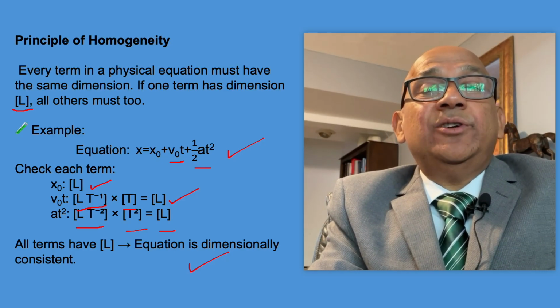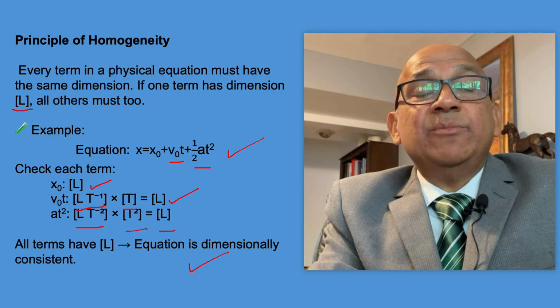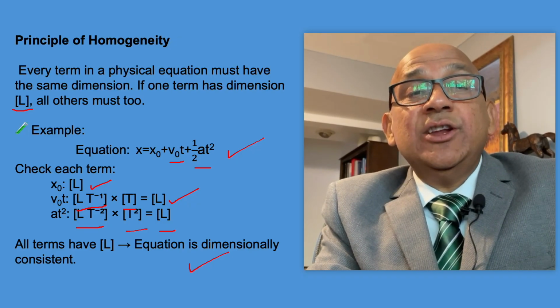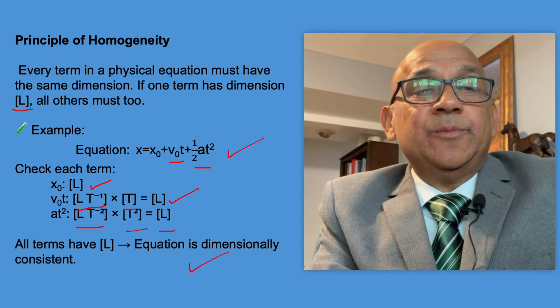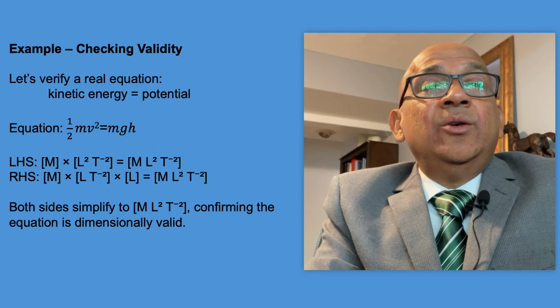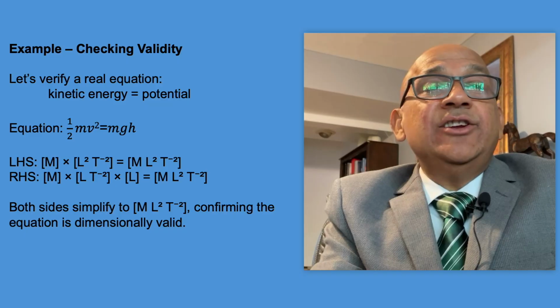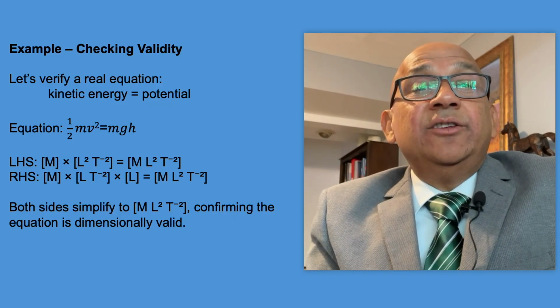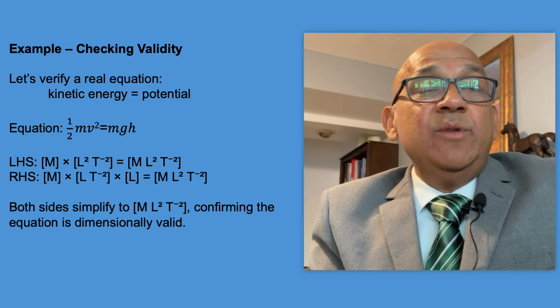If suppose it was not true, some terms were not having the same dimension, then you can say that the equation is dimensionally incorrect. So it is a very good way to check the validity of the equation, whether some equation is correct or not. If it is dimensionally incorrect, then it means the equation will be incorrect.